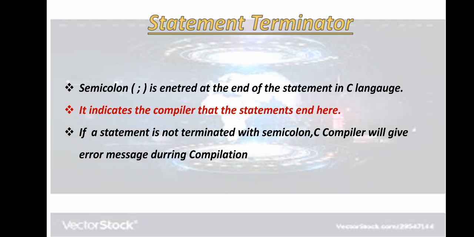If a statement is not terminated with a semicolon, the C compiler will give an error message during compilation. When you execute that program, it will report that the statement terminator is not used, since it cannot identify where the statement is ending. So you have to use a statement terminator at the end of each statement in the body of the function. It is not used in the preprocessor directive or after the main function header, but it is used in the body of the function, which is written in curly brackets.